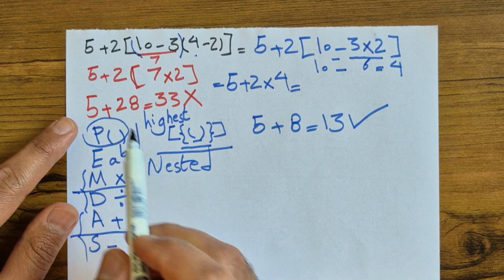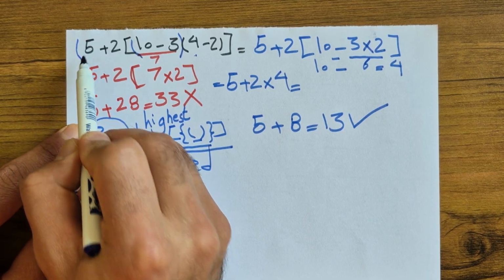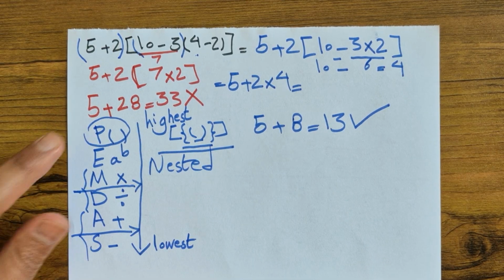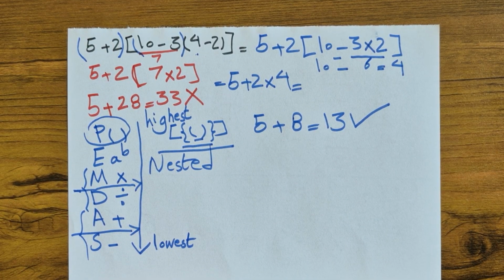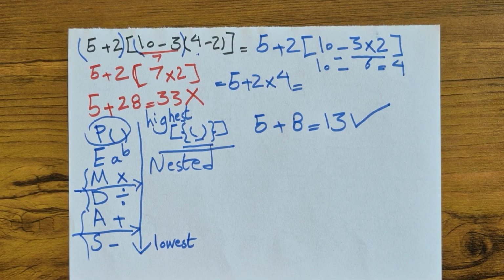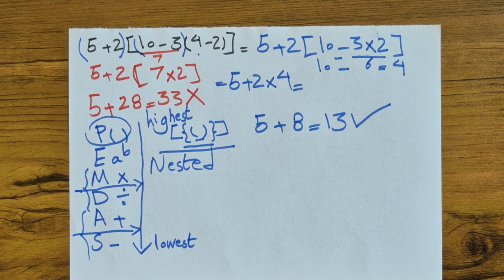So as your homework, what would the answer be if we had 5 plus 2 inside the bracket? So I want you to think about it and write it down in the comment sections below.